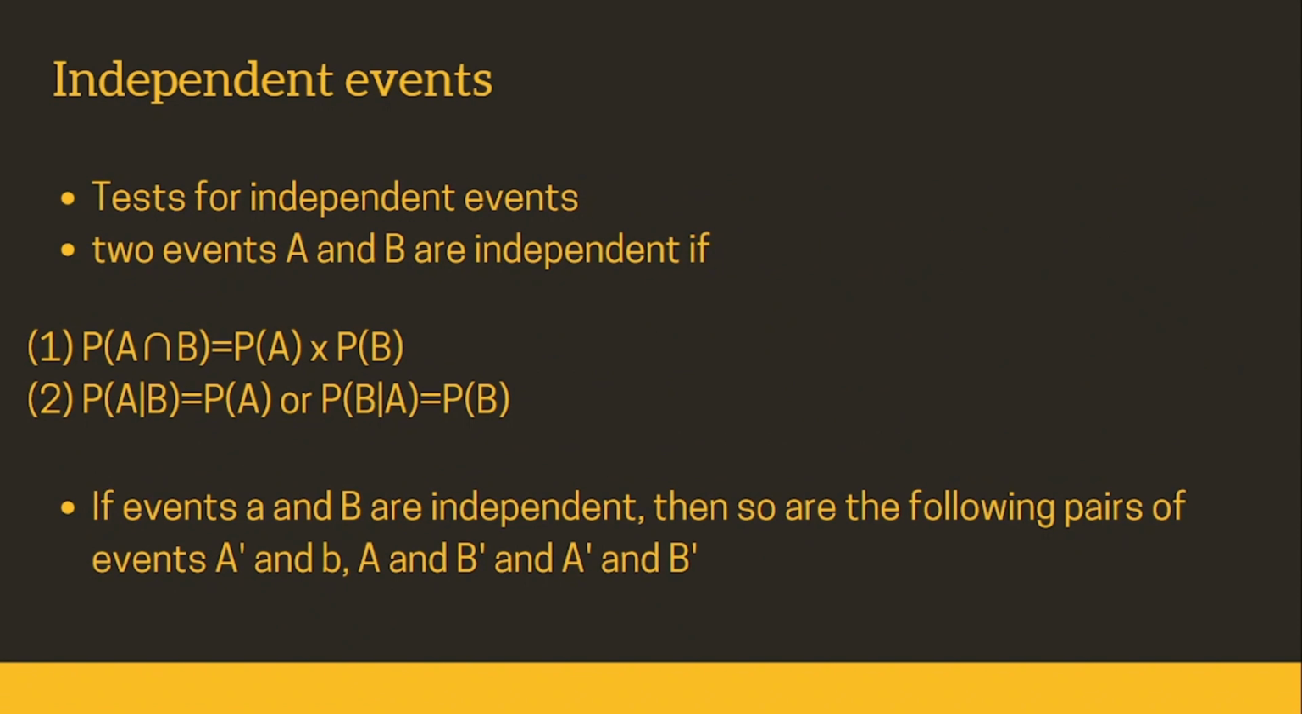We can also do the probability of A given B just equals the probability of A itself, and vice versa for the probability of B. So yeah, if A and B are independent, then so are the following pairs of events: A prime and B, A and B prime, and A prime and B prime. You don't necessarily need to memorize this, but you can always deduce this based off the Venn diagram as well as whatever mathematical practice you do.